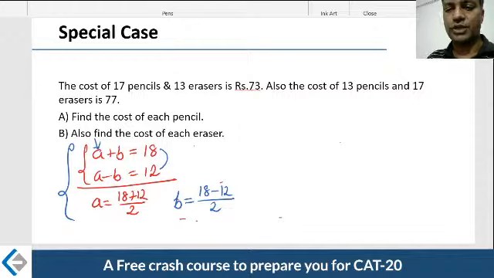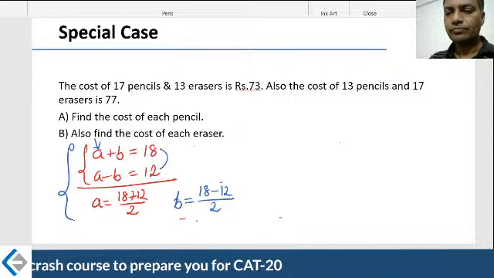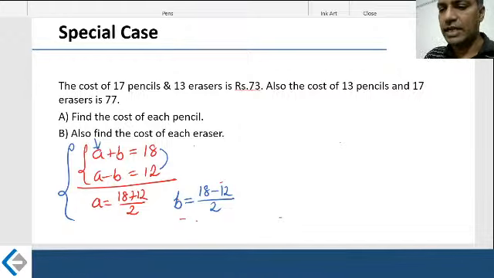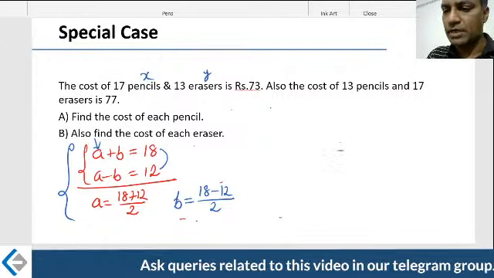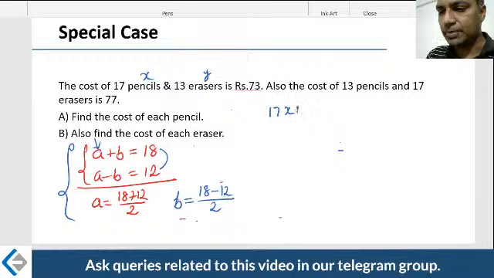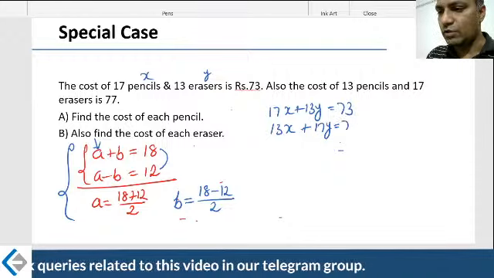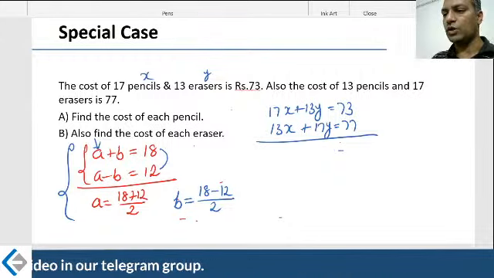Now let's go to the question here. Let's read it carefully. 17 pencils and 13 erasers. Let me take each pencil as x rupees, each eraser as y rupees. Thereby 17x plus 13y is equal to 73. Second portion, the cost of 13 pencils, that is 13x, and 17 erasers, that is 17y, is equal to 77.